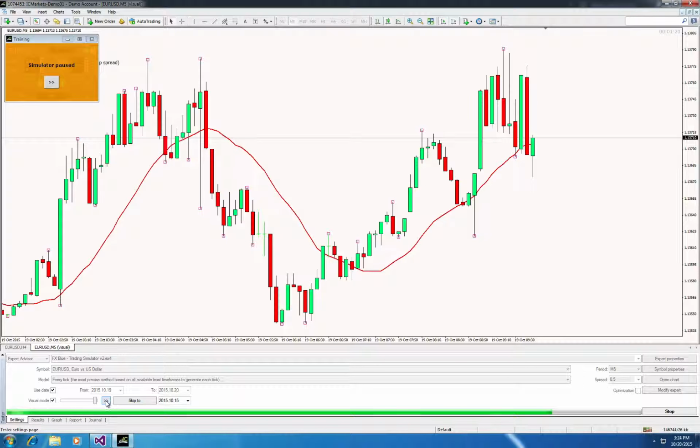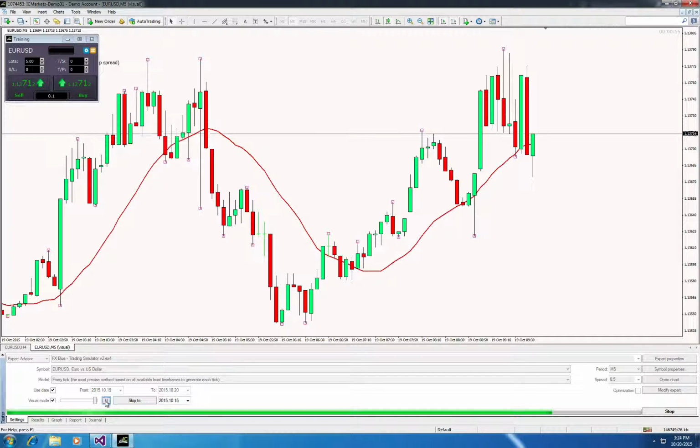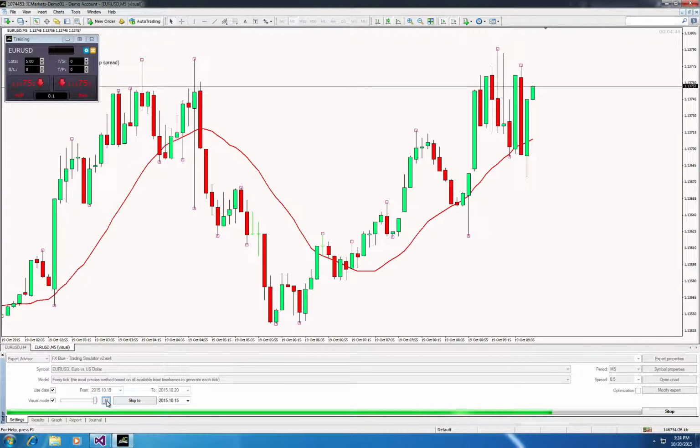I have not actually got the signal just yet to take the trade, so I will let you know when. This is basically just a simulator, by the way.